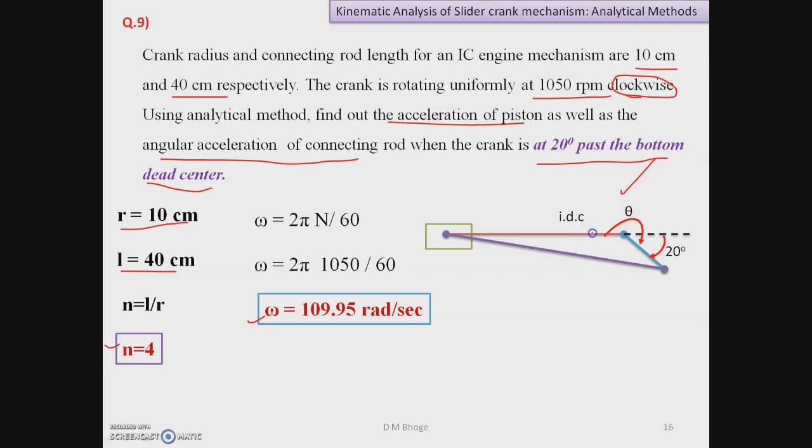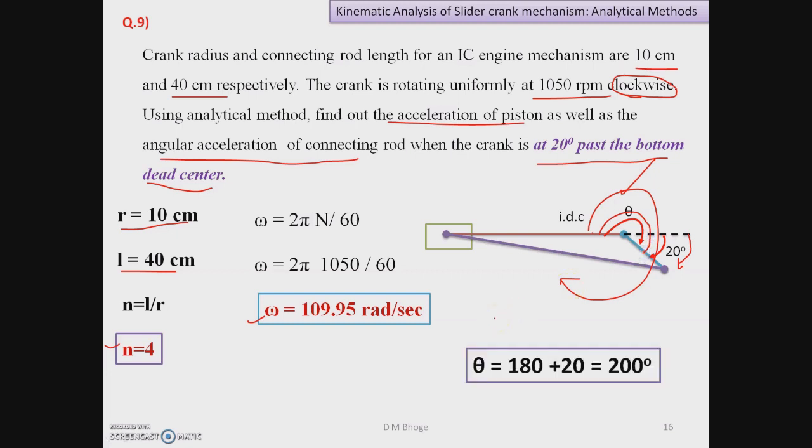So let us suppose that it is given that crank is rotating in clockwise direction, so crank will move like this, and at the instant the displacement of crank is 20 degrees from BDC. We measure 20 degrees from BDC, but we want theta from IDC, so theta from IDC becomes 180 plus 20, so theta with respect to IDC is 200 degrees. So we'll make use of this value to solve the equations for piston acceleration and angular acceleration of connecting rod.